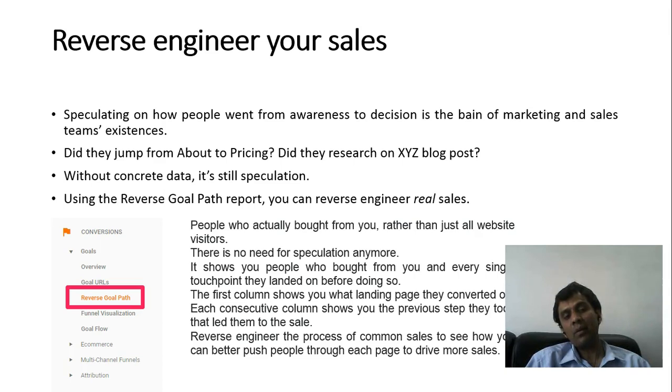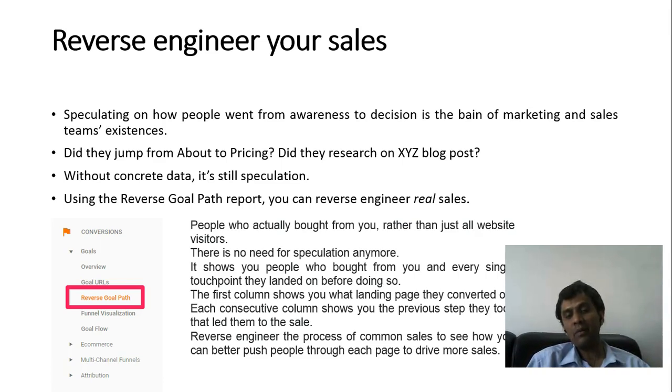Using the reverse goal path report, you can reverse engineer real sales. People who actually bought from you rather than just all website visitors. There is no need for speculation anymore. It shows you people who bought from you and every single touch point they landed on before doing so.